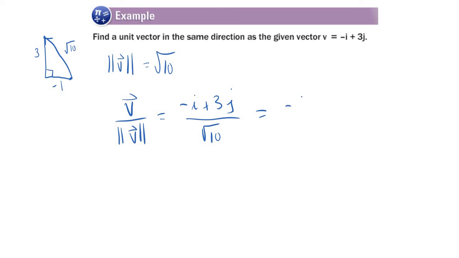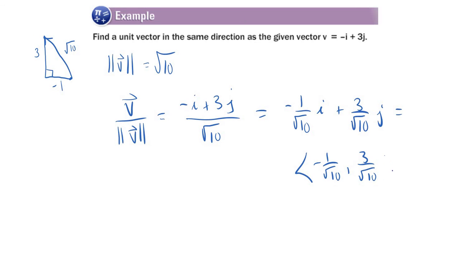And so we're going to get negative 1 over the square root of 10 i plus 3 over the square root of 10 j. Or if we wanted, we could write it in component form, like this: negative 1 over square root of 10, 3 over square root of 10. So remember, they mean the exact same thing. So find the magnitude and then just divide the vector by that magnitude. You've turned it into a unit vector, but you've maintained the direction.